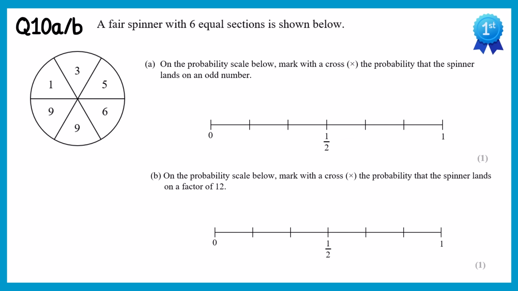In the first part of this question, we're interested in the probability that this spinner lands on an odd number. Odd numbers are 1, 3, 5, 7, 9, 11, 13, and so on. So looking at this spinner, these numbers are odd.